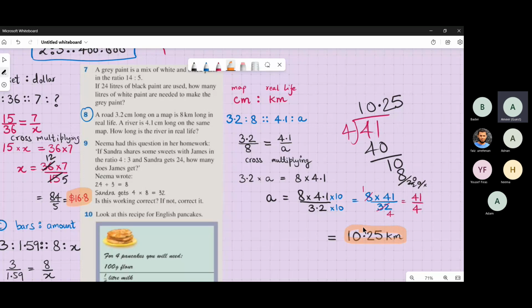Mister, it was easier without the long division. You know why? Like only with the quarter of 41, the quarter of 40, 10 and a quarter.